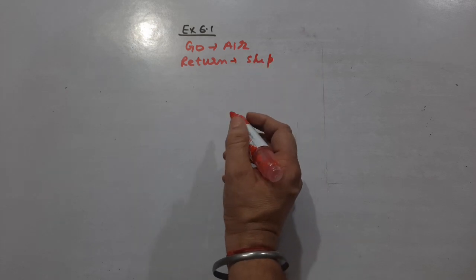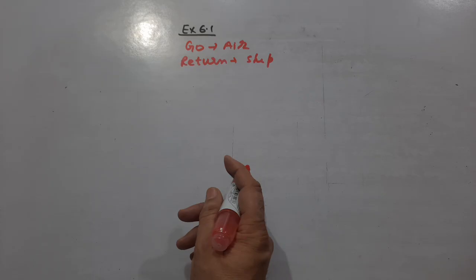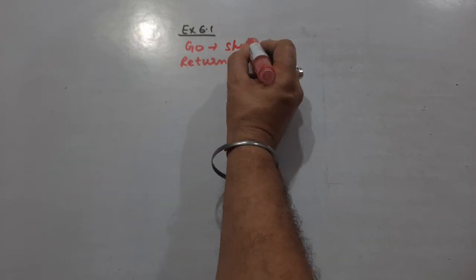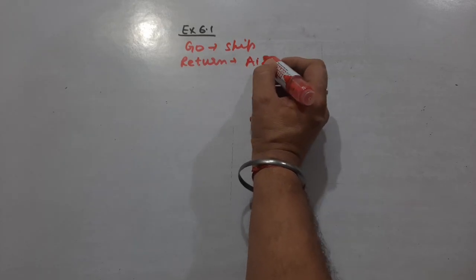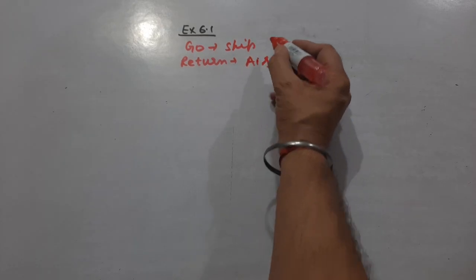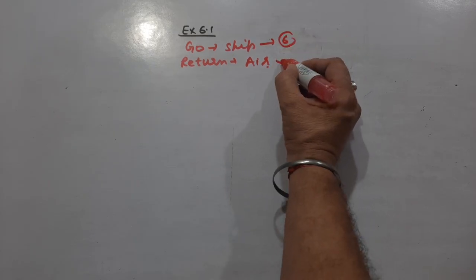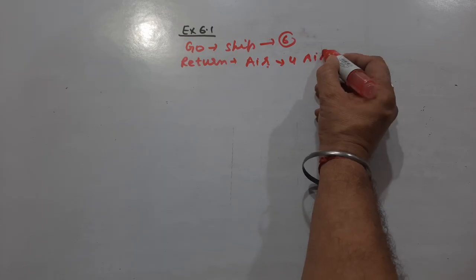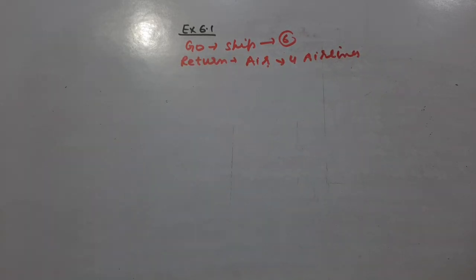And there are... go by ship and return by air, right? And he has a choice of 6 different ships. यहाँ पर 6 different ships हैं और यहाँ पर हमारे पास 4 airlines हैं to come. 4 airlines to come. So in how many ways can he perform the journey?